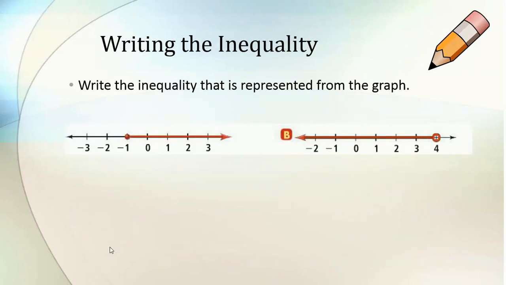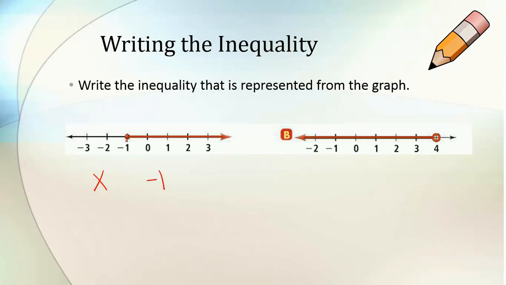Now, let's see if we can go backwards. I'm going to give you a graph, and then we're going to write the inequality. So what would be the inequality for this? Well, I could pick my variable. It's x, excuse me. I could pick any letter I wanted. I just picked x. I know my number's -1, because that's where my dot is. Now, what kind of sign am I going to have? Is it going to be an equal to or a not equal to? It's going to be an equal to, right? It's a closed dot.